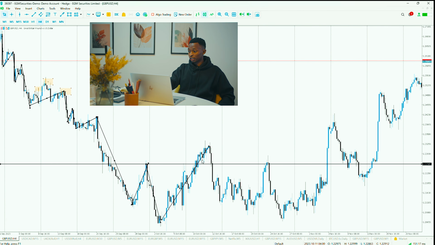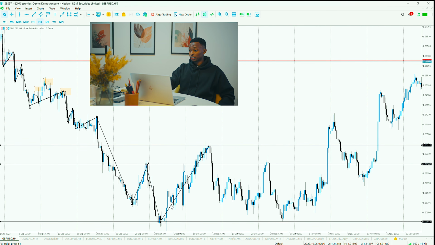The break of structure was towards the upside, and that was a significant change of character. So this now becomes my low. In that case, you can mark that point over there and this point over here as your reference for when the trend breaks again.